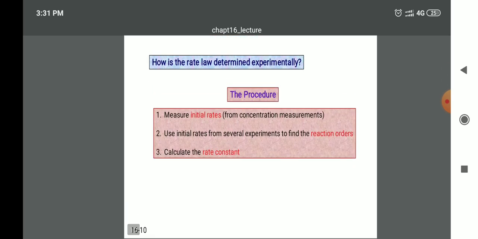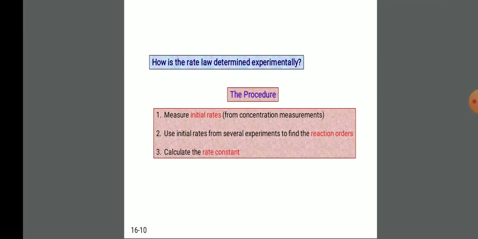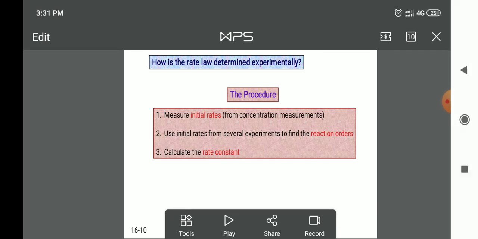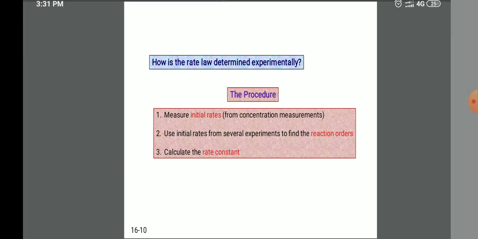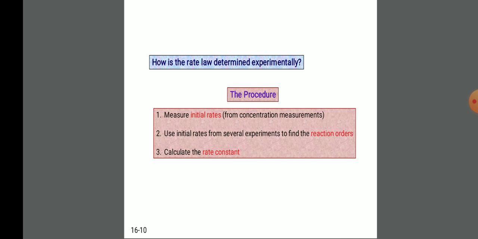Next topic is how the rate law is determined experimentally. The procedure: first, measure the initial rate, from concentration measurements. Second, use initial rates from several experiments to find the reaction order. Third, calculate the rate constant. This is how the rate law is determined experimentally.